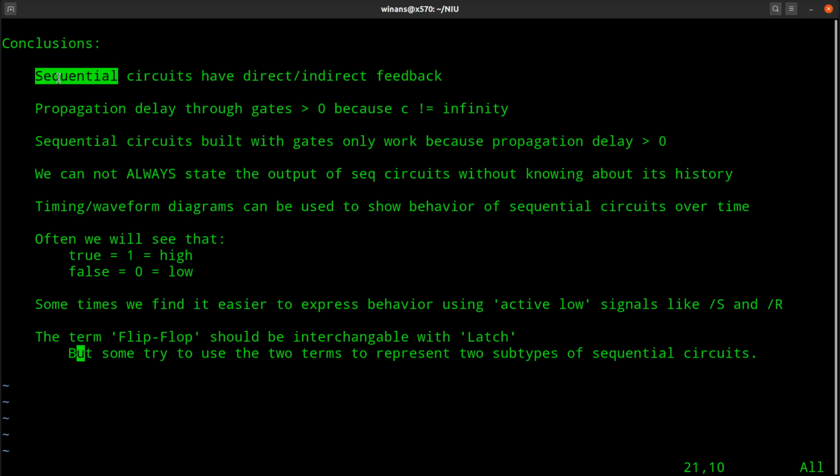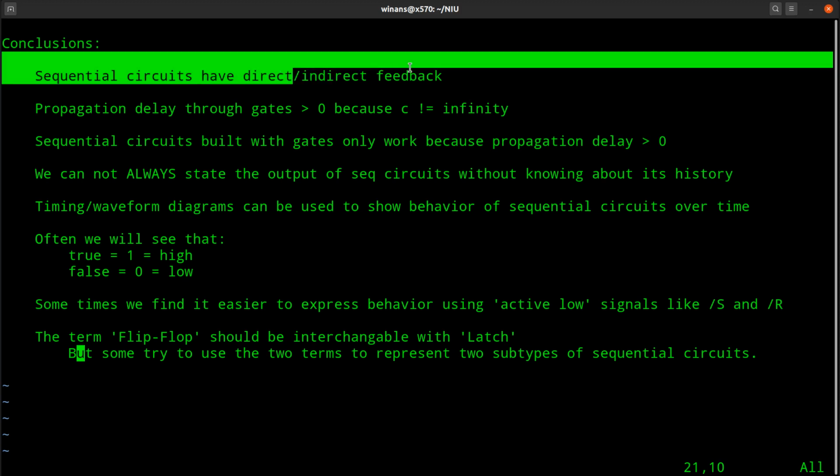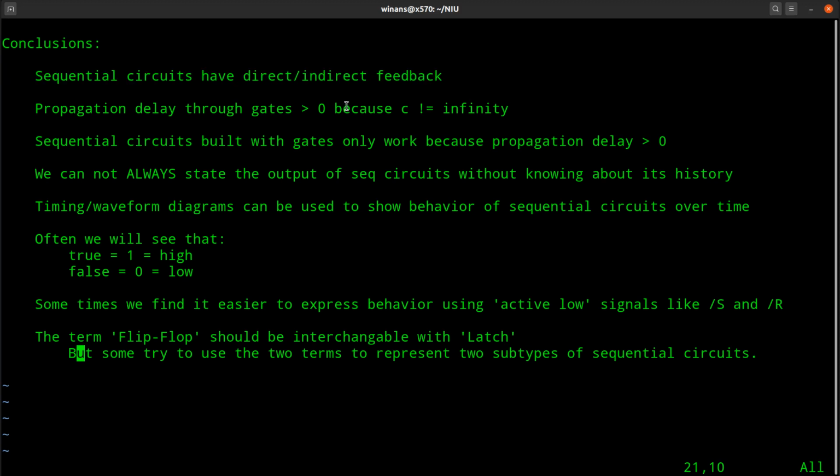Sequential circuits always have direct or indirect feedback, okay? You saw that. That's the lines that swoop around from Q back to R and S and so on. Propagation delay through a gate is always greater than 0 because the speed of light, which is expressed by a lowercase c, is not infinite, okay? And due to chemistry and other things, gates are made using physical things. Therefore, they depend on the speed of light. They can't go infinitely fast.